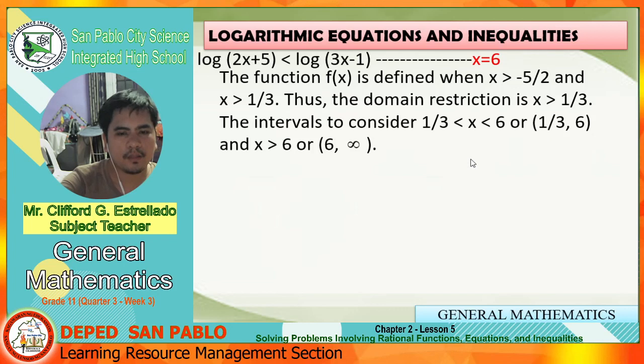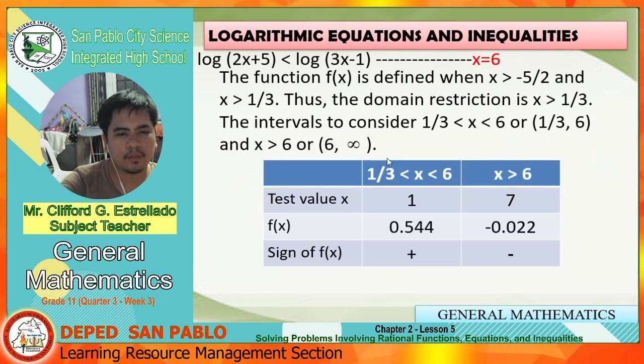Next step natin, create na tayong table of values. A table of signs. So, we have here 1/3, so x greater than 1/3 but less than 6. Yung isa, x is greater than 6. So, let us get a test value for x. So, of course, dito sa x is greater than 1/3 but less than 6, mas madaling gamitin ng 1. Then, dito, x is greater than 6, so we have 7.